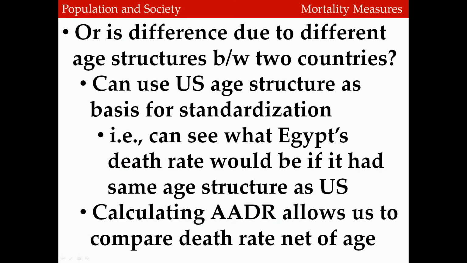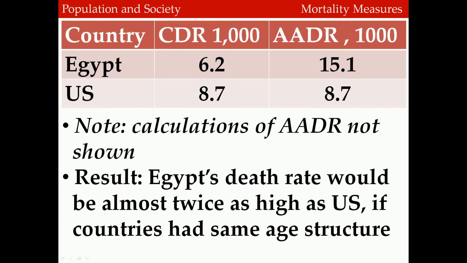So what we could do is choose one of the age structures as a standard age structure, and then standardize the mortality rate specific to each age group using that age structure as a standard value. In my example, I'm going to figure out what the Egyptian death rate would be if it had the same age structure as that of the United States. Essentially, the age-adjusted death rate allows us to compare the death rate net of the effect of age. Although I don't show the calculations here, I've calculated the age-adjusted death rate using the US age structure as a standard age structure.